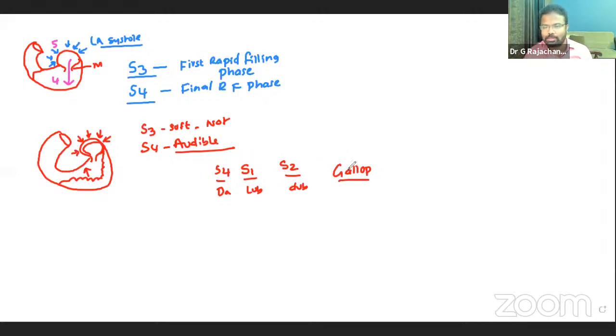Now who is responsible for this gallop? S4 is responsible for the gallop. Who is responsible for S4? The atrium is responsible. That's why this gallop is also called atrial gallop. Somebody also calls it S4 gallop. Now we will draw one more picture here.